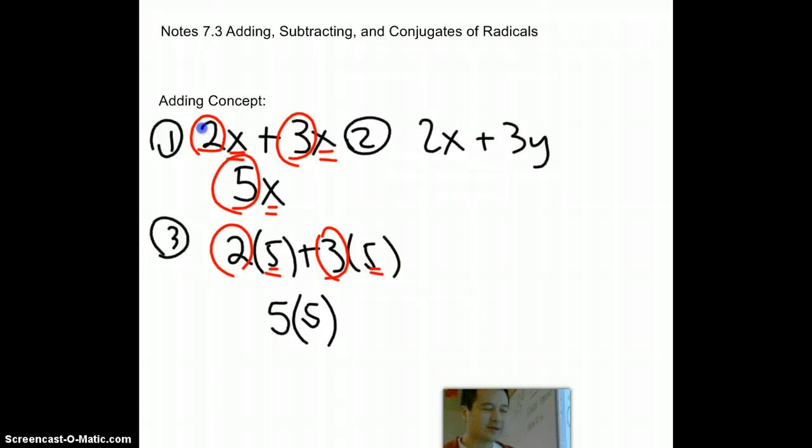When people have numbers there, they think they should add the numbers together, which is not true. This means 25. Take a look. 2 times 5 is 10, plus 15 is 25. So make sure you don't add those together. It gets really confusing to people. Remember, when you add, these parts stay the same. You're just adding the coefficients. Does that make sense? Let's take this back to radicals.